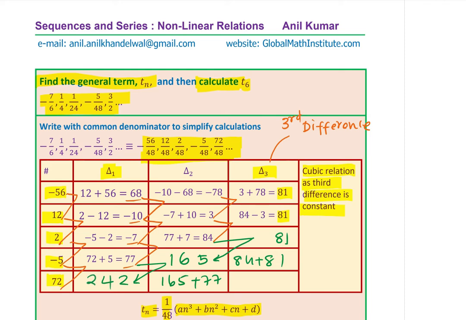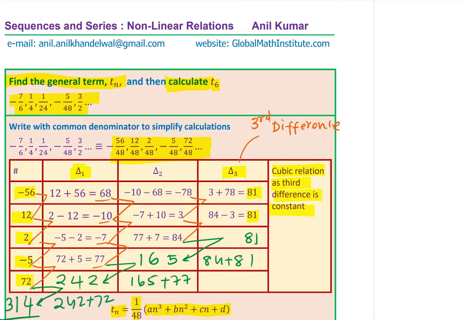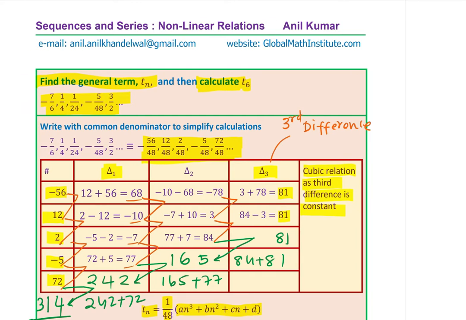The number there, the sixth term, will be what? We can go back and add 72 to 242, correct? 242 plus 72 will give us this term. 2 plus 2 is 4, 7 plus 4 is 11, and 1, 314. So we do get a number which is 314. So we can say from our calculations here, very clear, right? So we do get T6 as equals to 314.